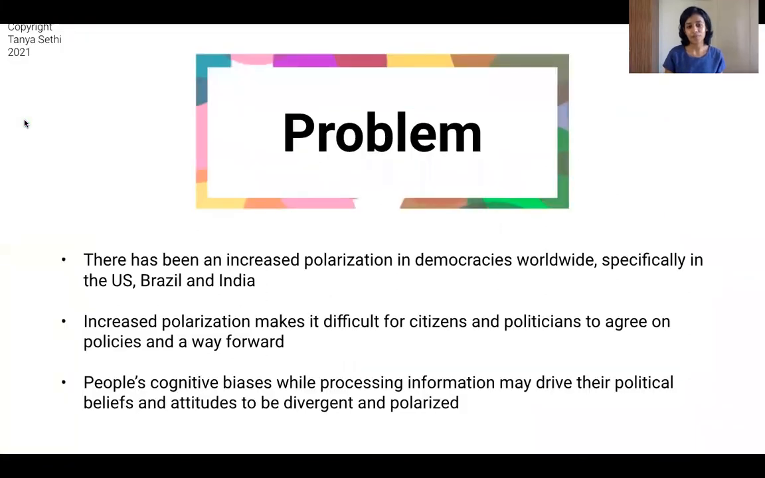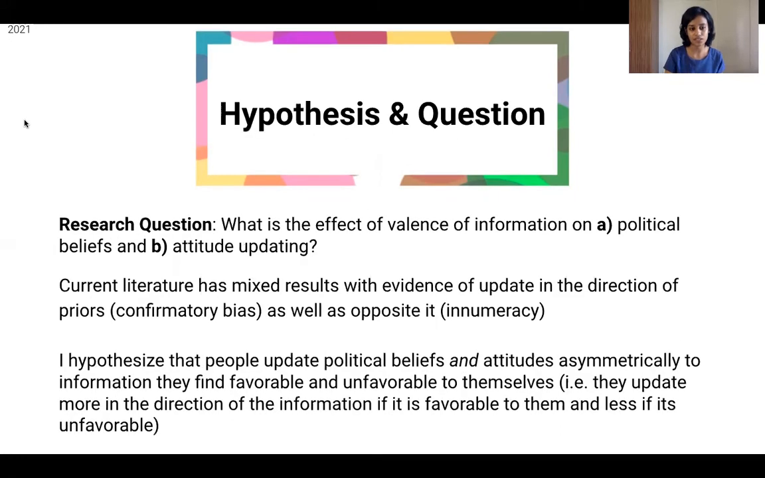The key problem that this project looks at is the increased polarization in democracies across the world, specifically in countries such as the US, Brazil, and India. When policymakers do not agree on a common ground, it makes it very difficult for them to design and implement policies. It is possible that people's cognitive biases, while they process new information, drive some of the divergence and polarization that we see in political beliefs and attitudes in these parts of the world.